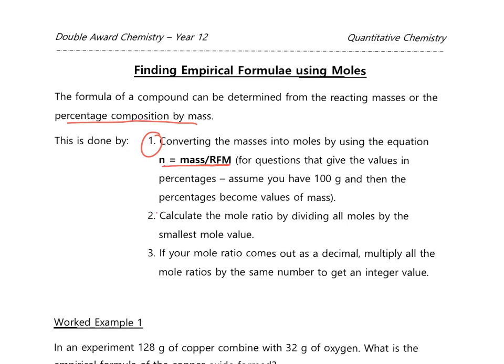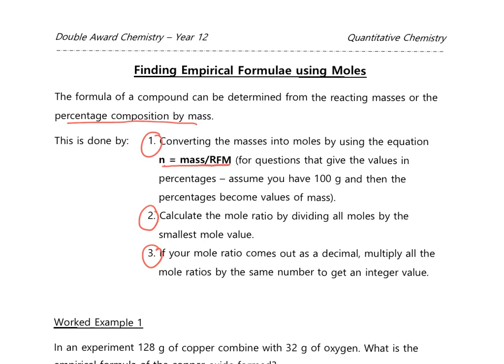You then calculate the mole ratio by dividing all the moles by the smallest mole value. And if your mole ratio comes out as a decimal, you multiply all the mole ratios by the same number to get an integer value. That might not make a lot of sense, but we're going to look at a few examples that hopefully will help us.